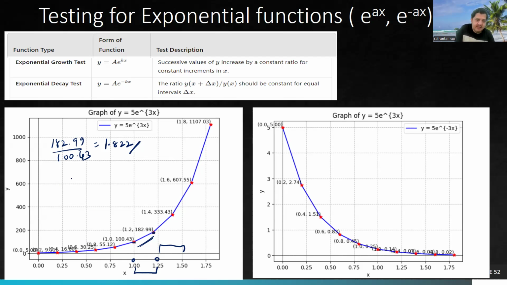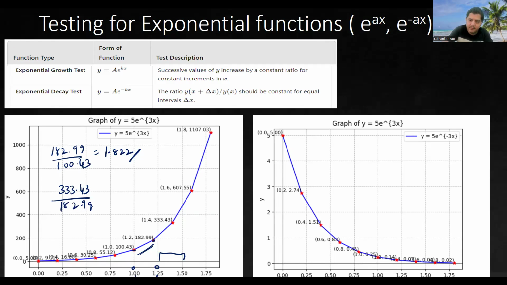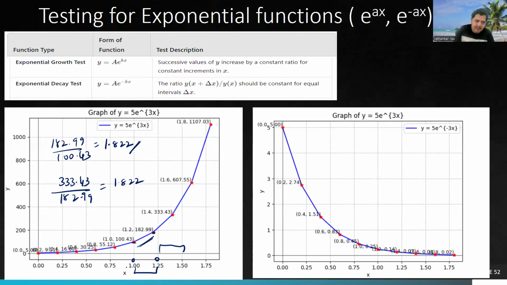Again, I'll take the ratio, 333.43 divided by 182.99. Use the calculator once again. So I get 333.43 divided by 182.99. When I do this, I again get 1.822, right? So 1.822, which means what?